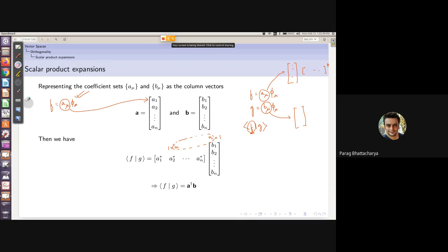And in terms of the matrix, in terms of the column vector, this is simply written as a dagger. I hope you remember what this dagger symbol is. What does this dagger symbol mean? What does it imply?